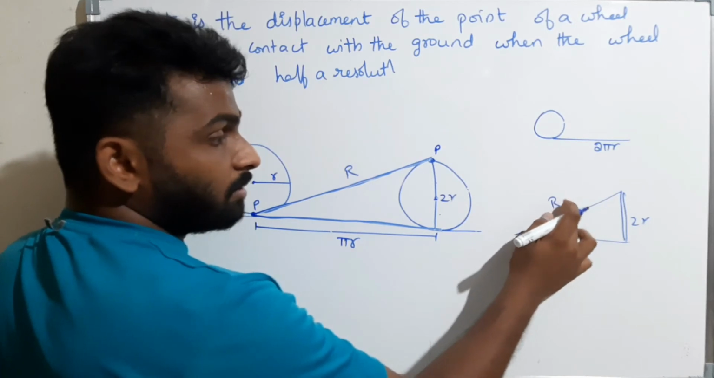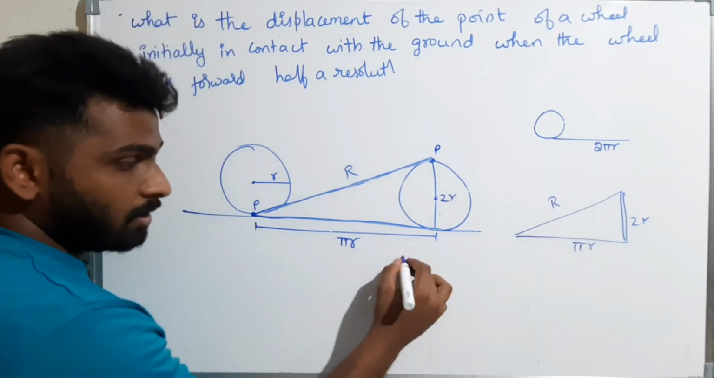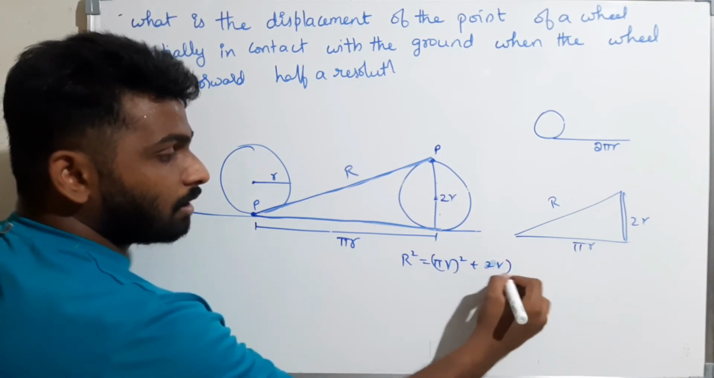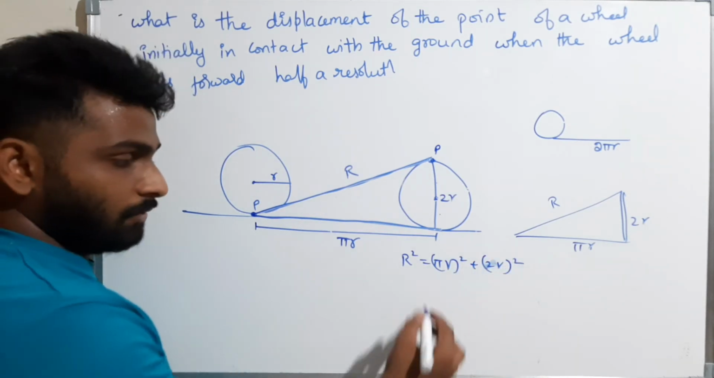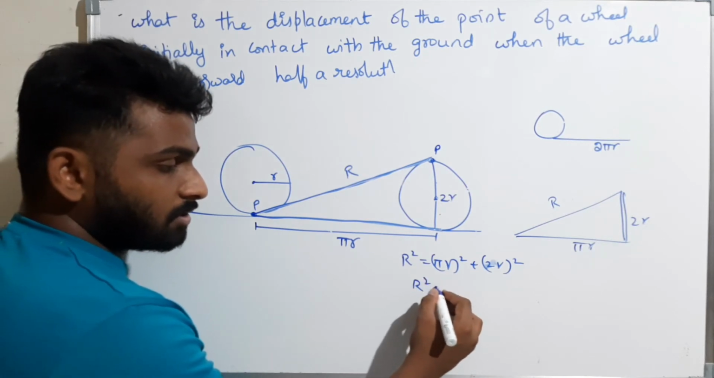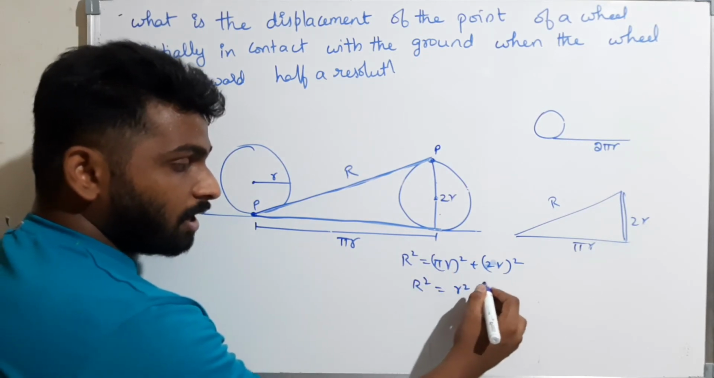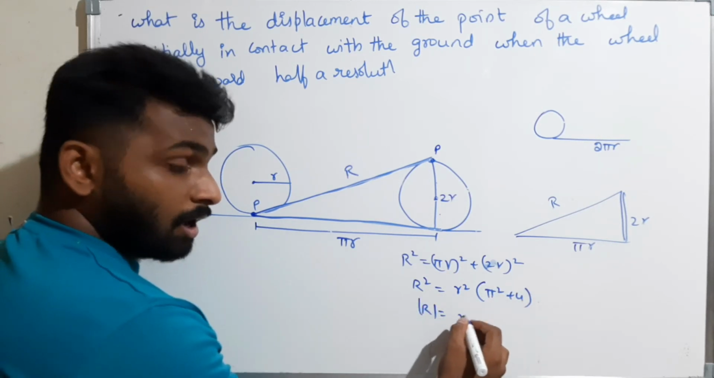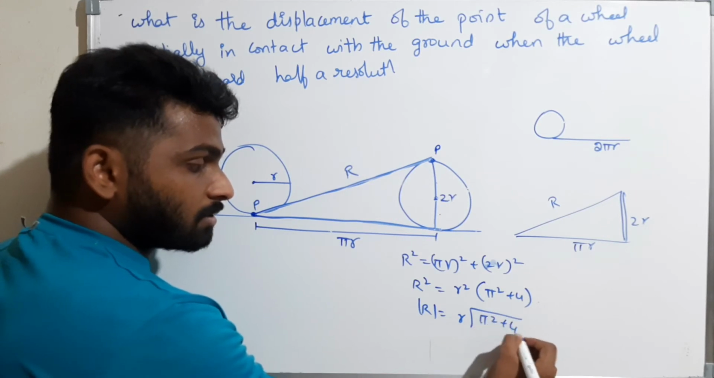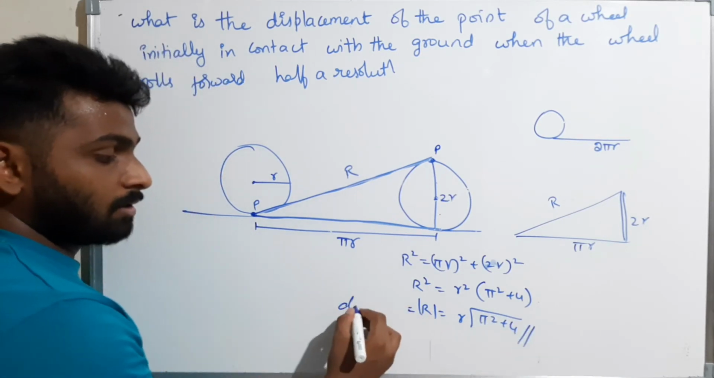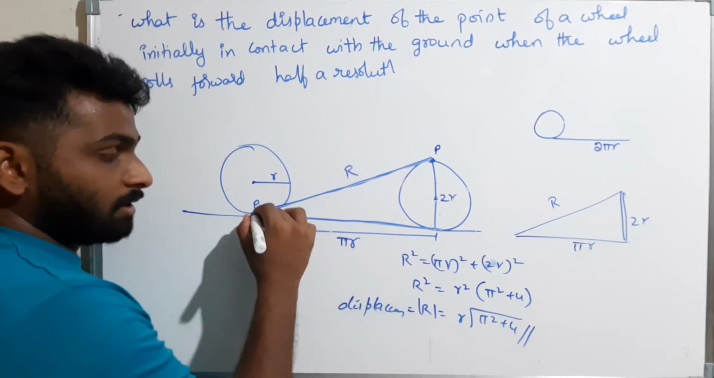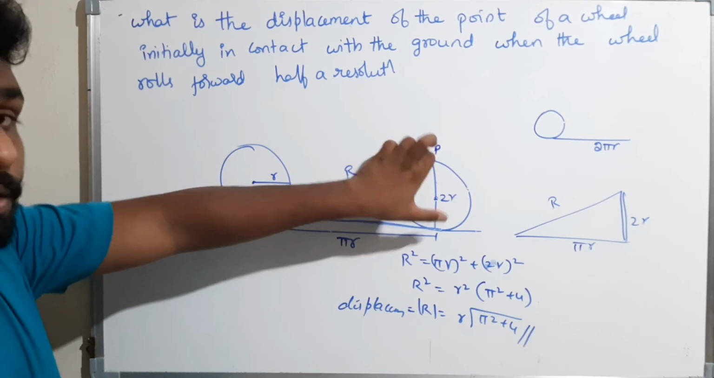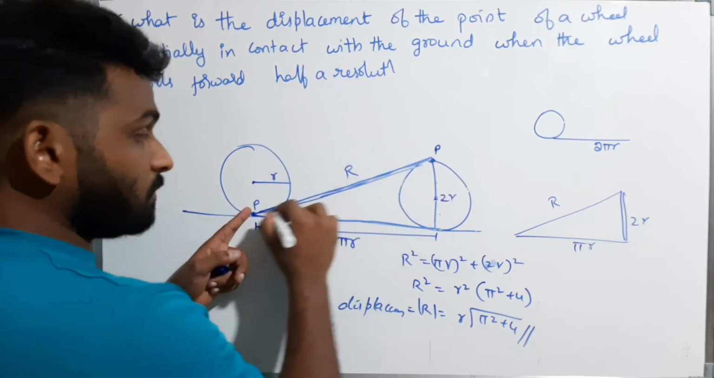The resultant displacement R, by using the Pythagoras theorem, R square is equal to (pi r) whole square plus (2r) whole square. Therefore, R square is nothing but, taking r square common, r square into (pi square plus 4). Therefore, mod R is equal to r into root of pi square plus 4. This is the answer, this is nothing but the displacement. Usually in a hurry we will take displacement as 2r, but the wheel is traveling forward also. Therefore, this is the displacement.